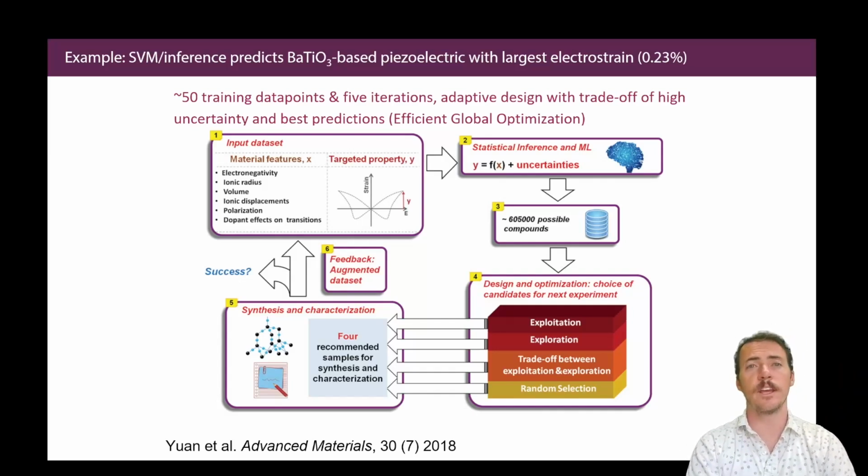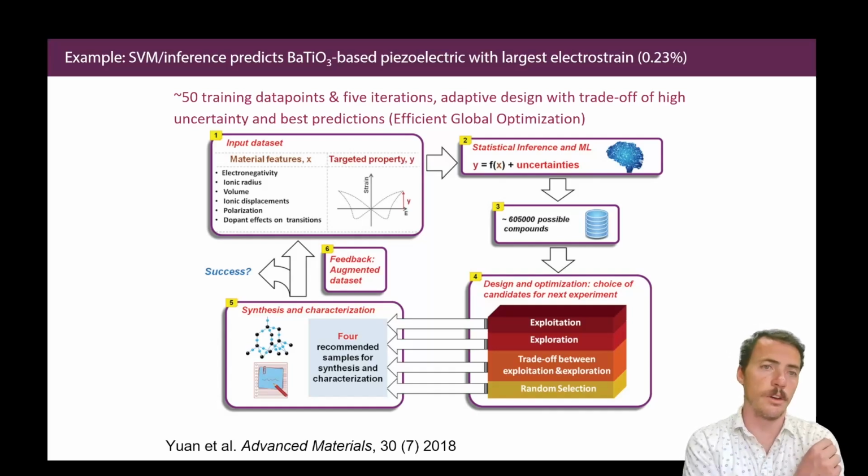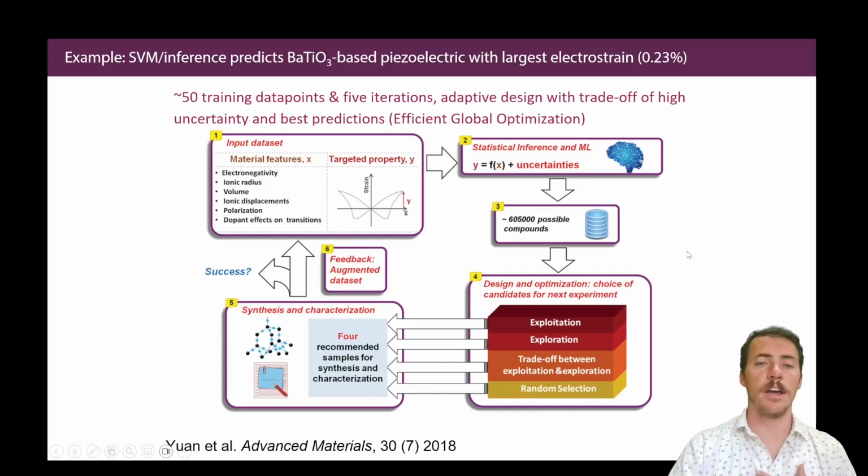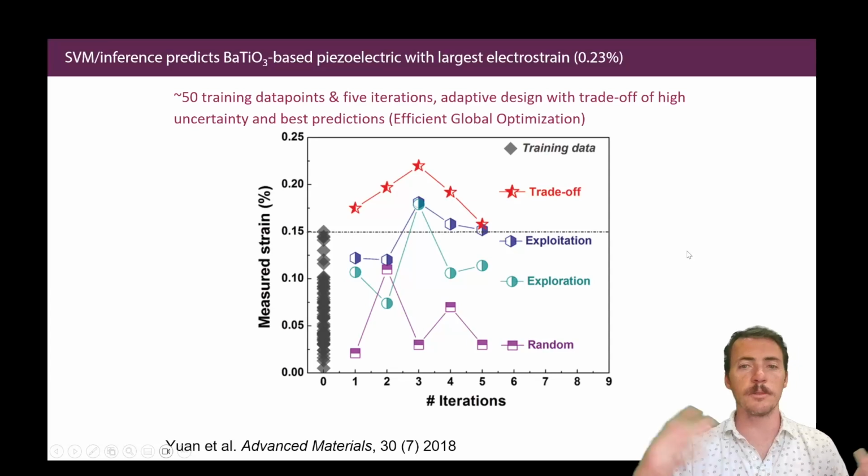With only 50 data points, and then once they've got those 50 training points, they're going to use a Bayesian model to do 5 iterations of adaptive design, where they're going to explore the trade-offs possible, and look at what to do based off of exploration, exploitation, or some combination. And then compare that with random selection. And here's what they find.